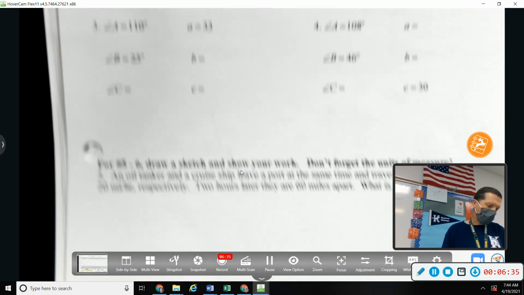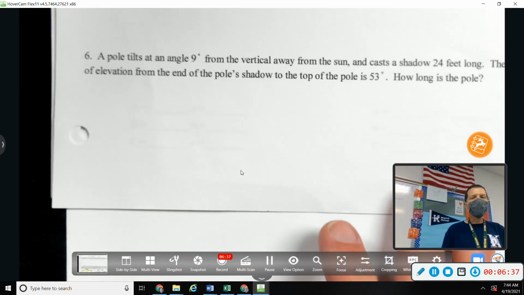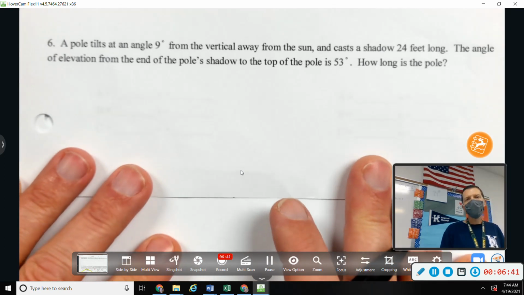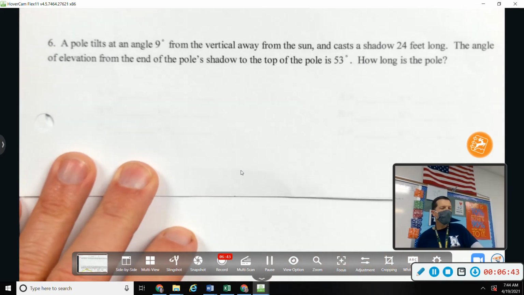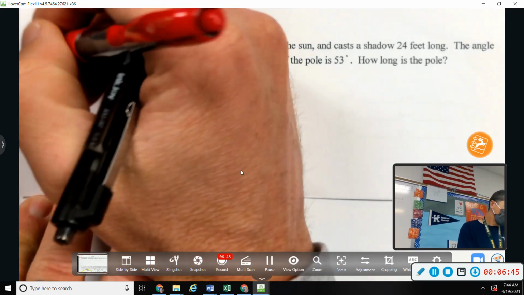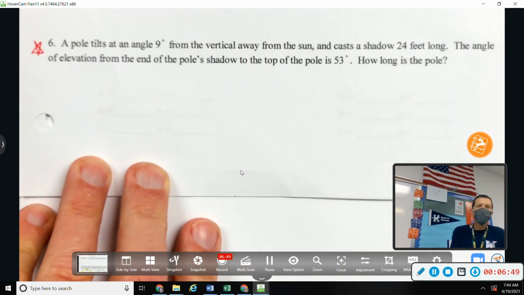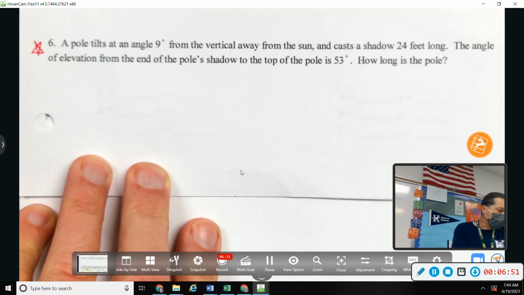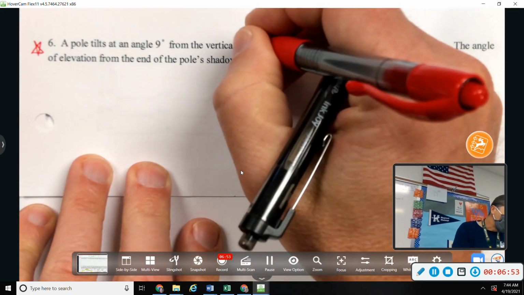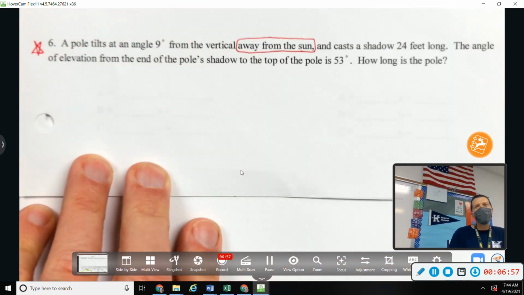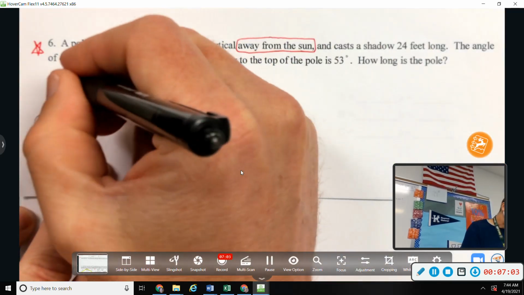Let's go to number 6. In fact, you may remember number 6. We had an issue with this one earlier. We've seen it before. So, goodness, if we've seen it twice, that must say something of its relative importance. The pole tilts at an angle 9 degrees from the vertical away from the sun. Like the last time we did this problem, it didn't have that, and we weren't sure if it was tilting toward the sun or away from the sun. I don't know if you remember that or not, but now we know that.